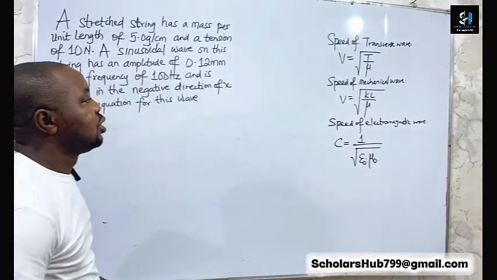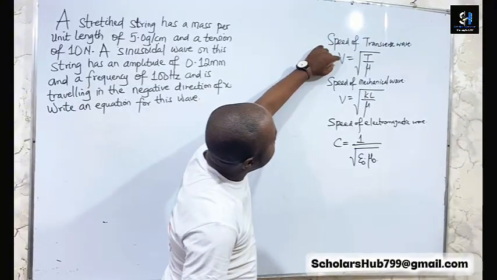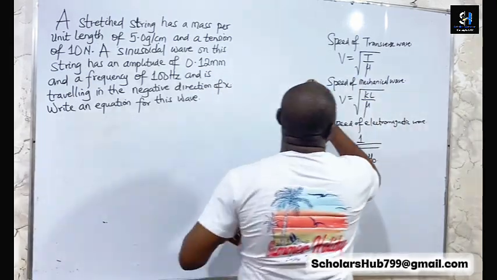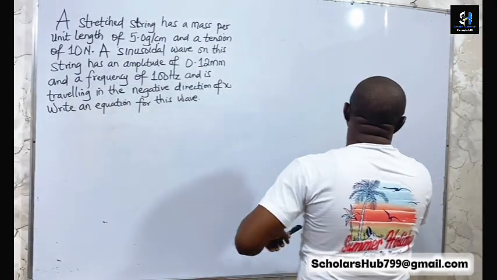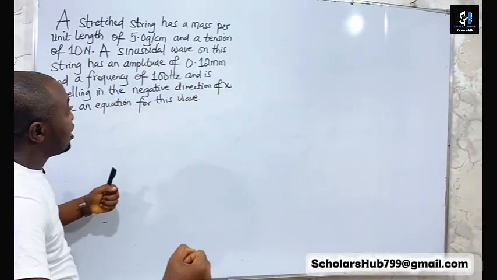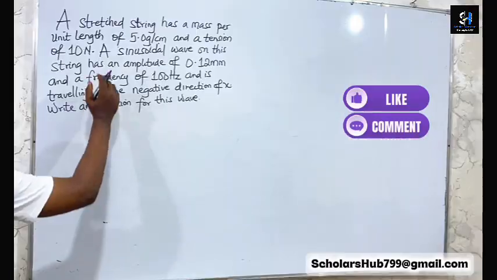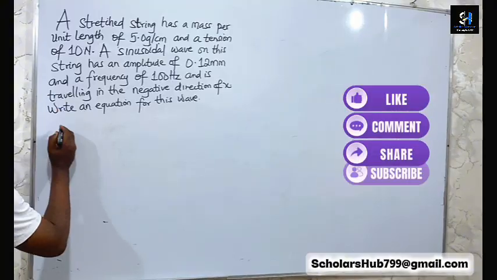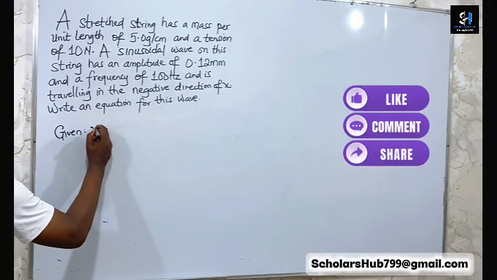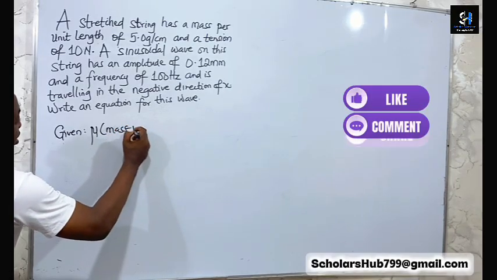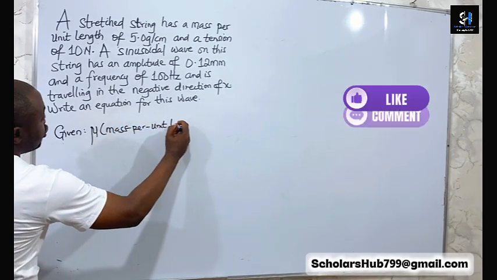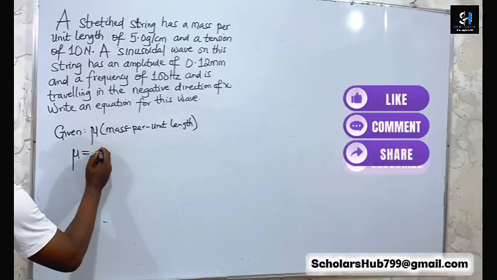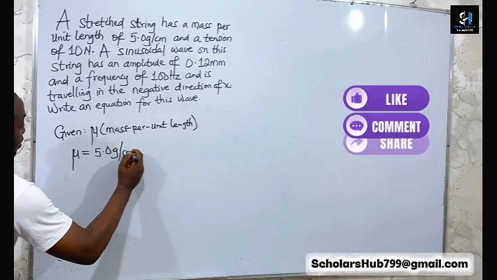So, like I said, we're going to make use of v equals the square root of T divided by mass per unit length to calculate the speed of the wave generated in the stretched string. Now, according to the question, we are given the mass per unit length, which is 5.0 grams per centimeter.